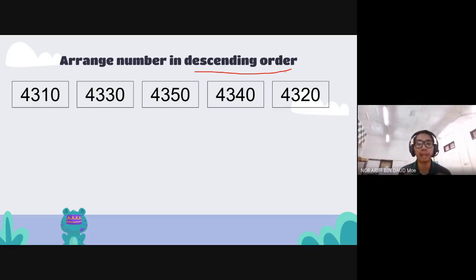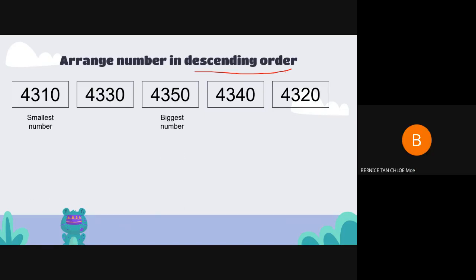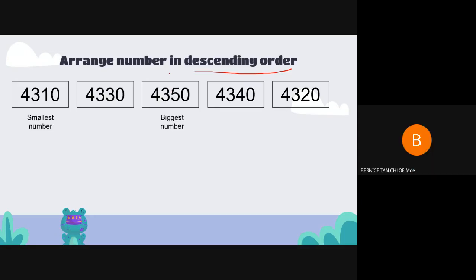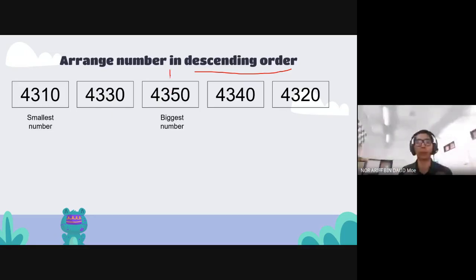Okay, the first thing you must do when we do descending order is find the biggest number first. So the biggest number here is 4,350. So automatically the biggest one becomes number 1 and the smallest one becomes number 5, because we want to arrange from biggest to small.